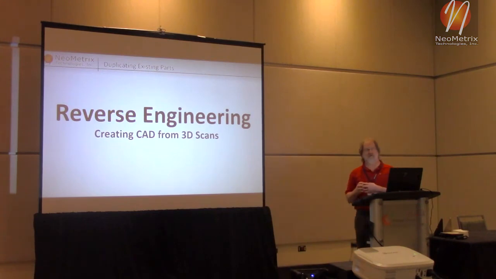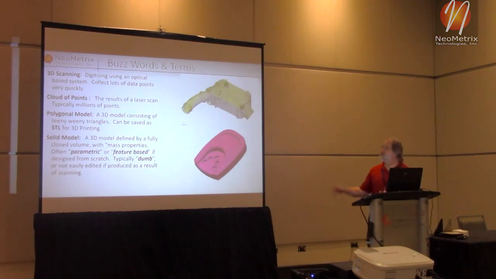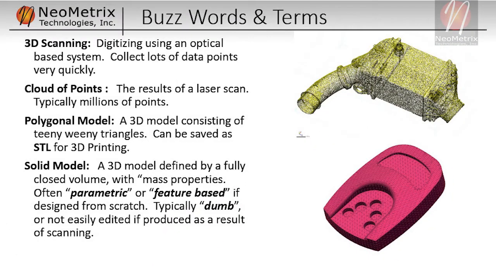Now, if you wanted to go from an existing part to create a 3D file, that's where we get into reverse engineering, creating those CAD files from 3D scans. Not everybody's familiar with all the terms in the 3D scanning and reverse engineering world. So 3D scanning is where you rapidly capture geometry using some sort of optical device that will generate a cloud of points. So the data is millions and millions of data points that define that object in space.